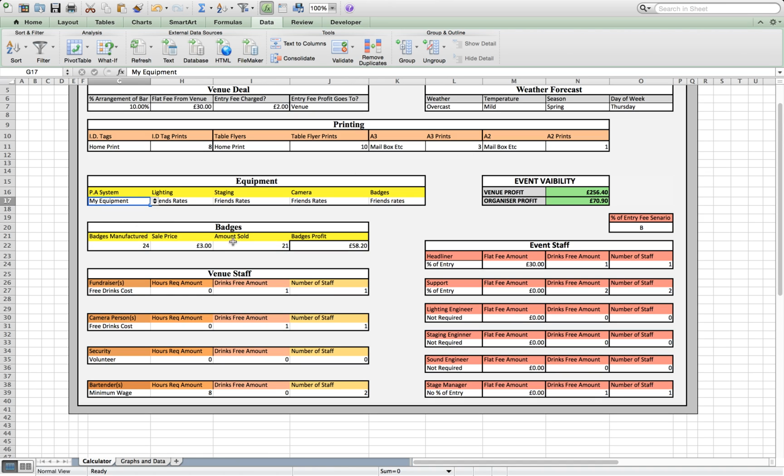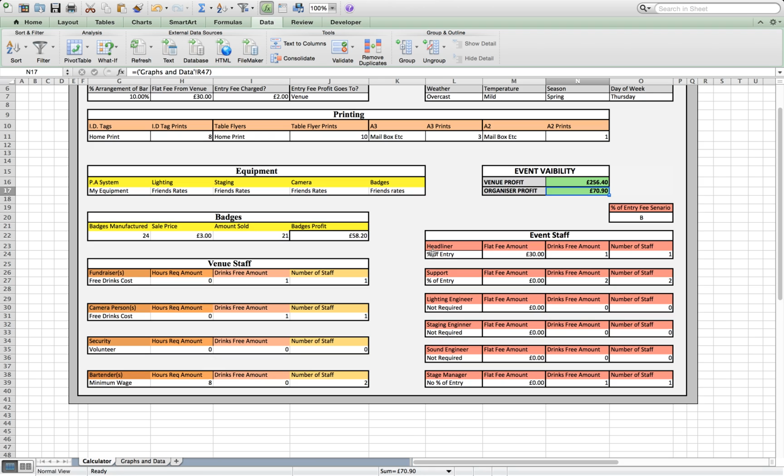And that was my equipment. Okay, so now we're back in business, £70 in the green. Okay, or in the black, as they say. Venue staff, you can change a lot of different parameters here.